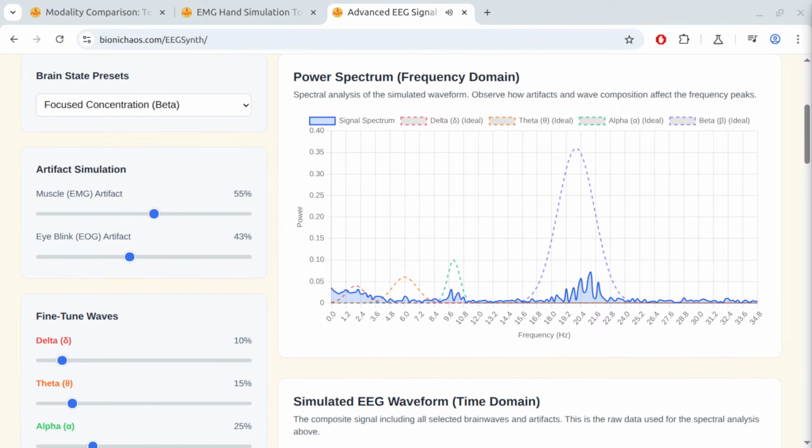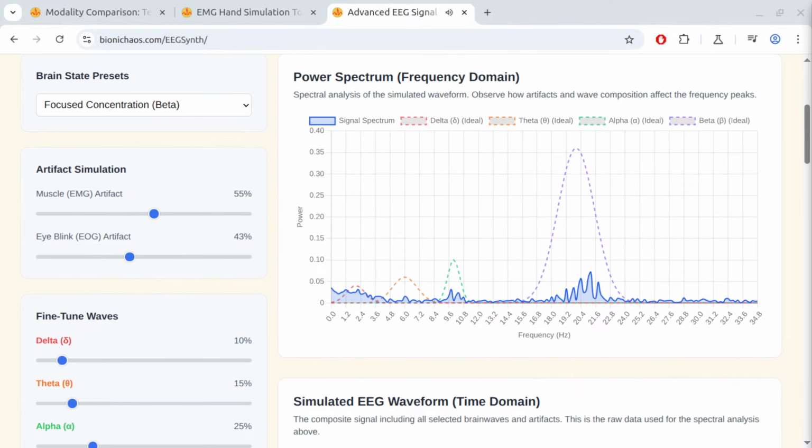Oh, right. Like being relaxed versus focused. Precisely. So you might select relaxed meditative, and the simulator automatically boosts the alpha wave amplitude that's typically strong, around 8 to 12 hertz when you're relaxed but awake. It's a quick way to see a representative signal for a known state. So you don't have to manually guess what a relaxed brain signal looks like. It shows you a typical composition. That's pretty smart. It really helps connect the states to the signals.